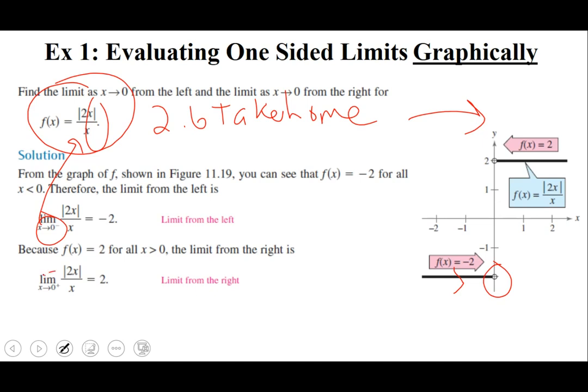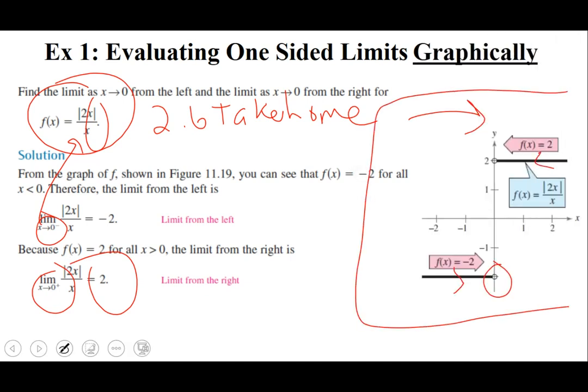If you were trying to find the right-handed limit, you would be approaching on this step here. And again, the y value you'd be getting closer and closer to would be positive 2. The fact that the left-hand limit and the right-hand limit do not agree means that the full limit at 0, if I were to ask you for that, also does not exist. But I also want you to be able to understand where this graph actually comes from if it was not given to you.